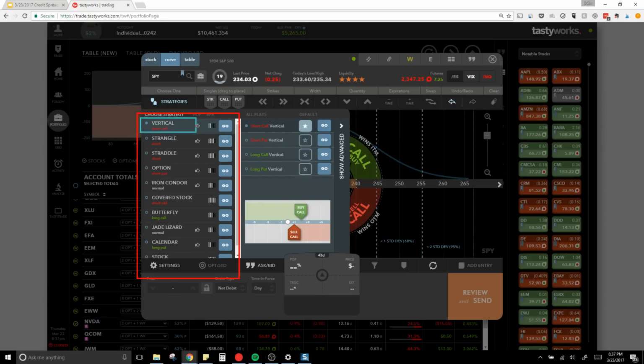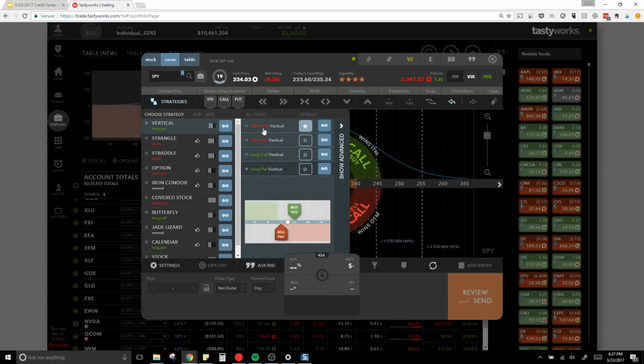It's the first one on the list, and that's really because I think that TASTYWORKS wants you to focus on these until you really have a good understanding as you move further on down the list. So when you click on vertical, it's going to give you options, and this should sound familiar. You've got short call vertical, short put vertical, long call vertical, and long put vertical. For right now, don't worry about the long ones because that's not what we're talking about in this video, and it's a completely different topic.